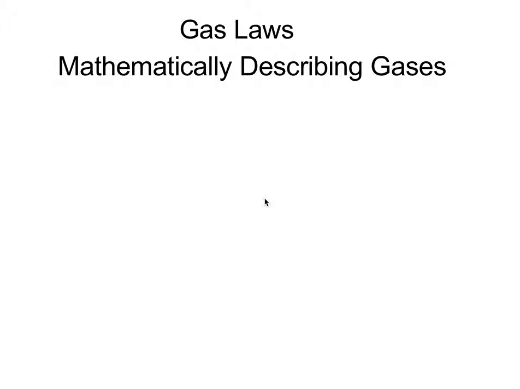So what we're going to talk about now is how to use an equation called PV equals nRT. This is the ideal gas law equation, PV equals nRT, and we're going to use this to describe gases.